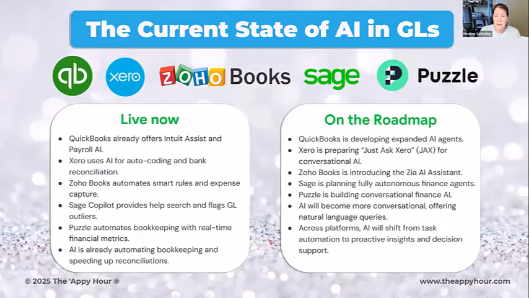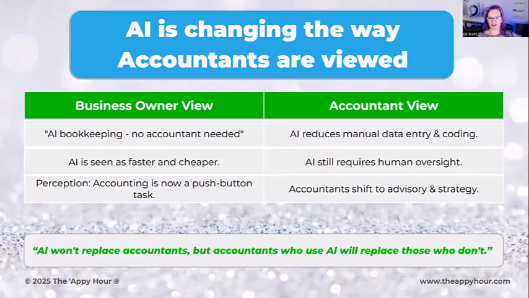And then Jax, we have live in Xero. So that's actually live as well. And then Zia AI Assistant with Zoho is coming out. Puzzle will continue. They will all continue to build on this. So we're going to see this become the norm rather than the exception. And I think that's sooner than we think. I think that's part of this next slide right here too.